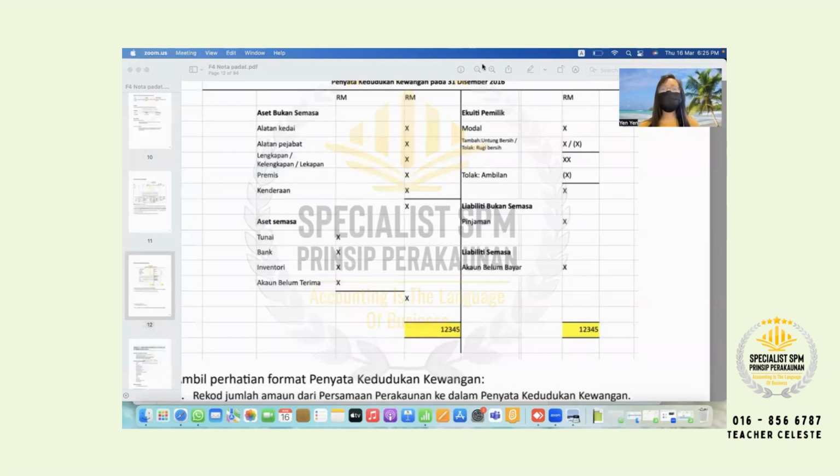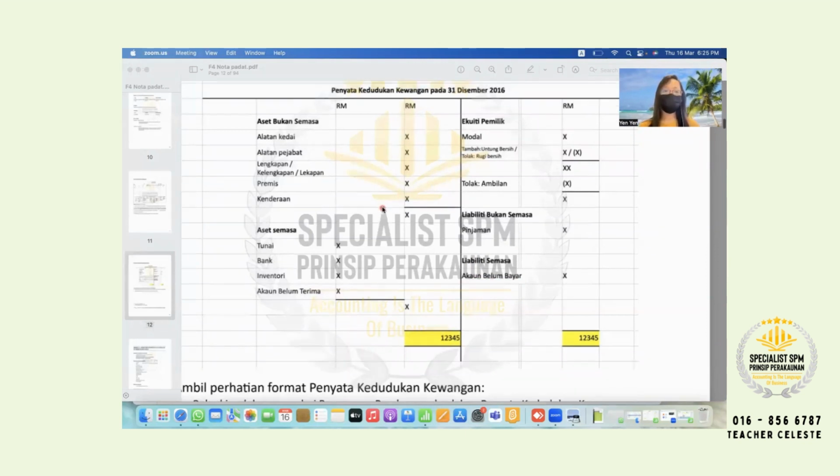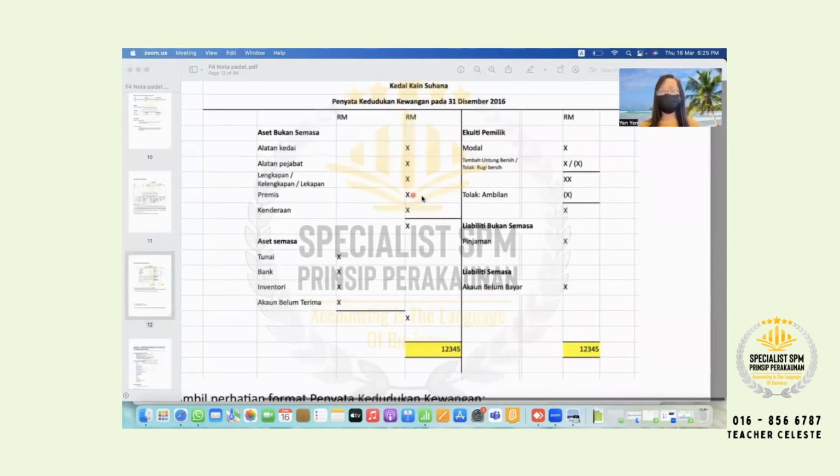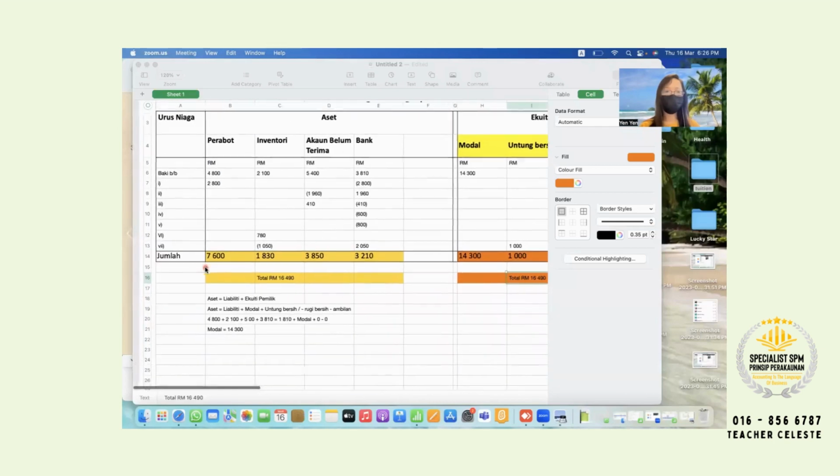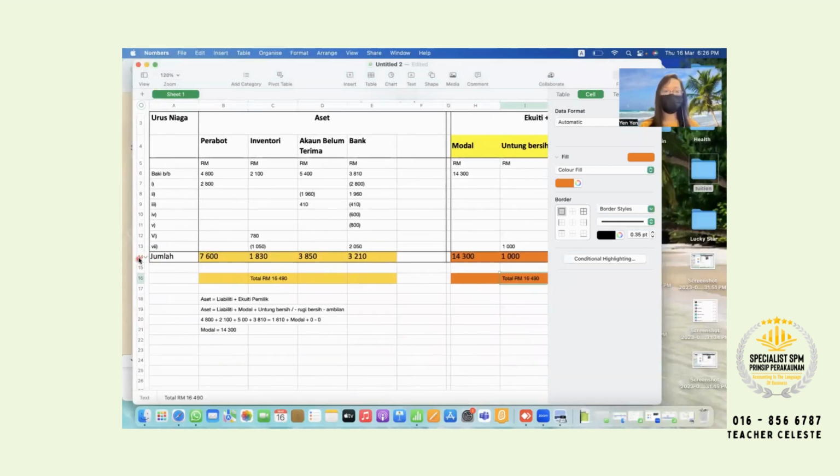Okay. So you may try to challenge to do your soalan based on just now. If you want to challenge, okay. So you refer this one and then all this figure copy from the jumlah here. Take the jumlah here. Jumlah here.